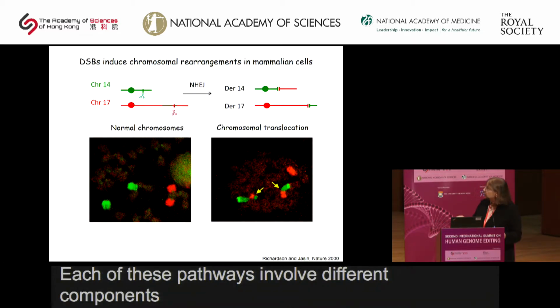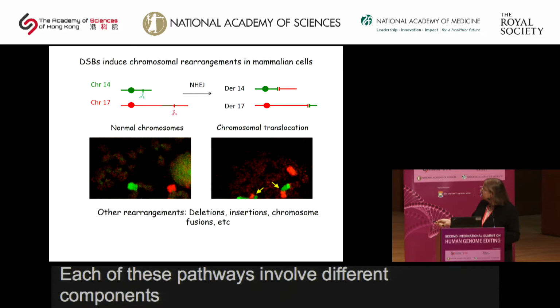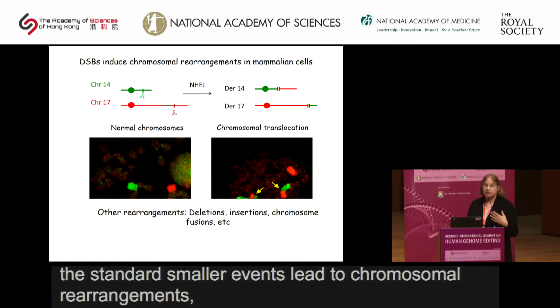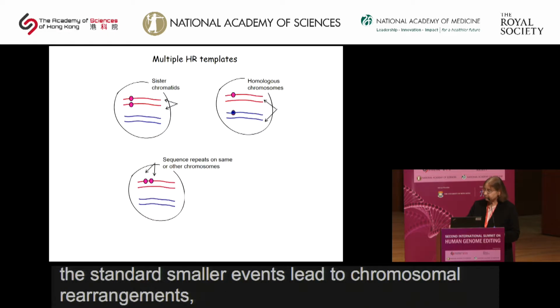And besides the standard smaller events, are the ones that lead to gross chromosomal rearrangements. So in this case, chromosomal translocations, but other rearrangements are possible as well, including deletions, large deletions, insertions, chromosome fusions, et cetera. So in considering the embryo and the changes that one would want to make, it's really imperative to be able to rule out any of these more gross events.